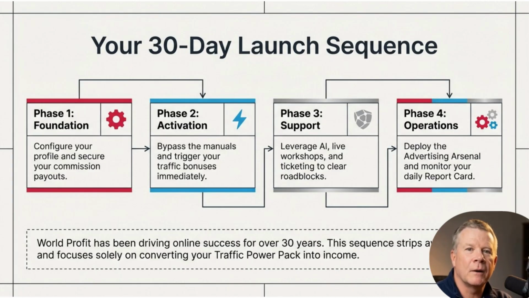This is your 30-day launch sequence. Phase 1, Foundation. You configure your profile and lock in your commission structure. Phase 2, Activation. This is where you bypass manual setup and trigger traffic bonuses immediately. Phase 3, Support. You leverage AI tools, live workshops, and the ticket system to remove roadblocks. And Phase 4, Operations. You deploy your advertising systems and monitor results daily. This sequence strips away the noise and focuses on one thing, turning your traffic power pack into income.